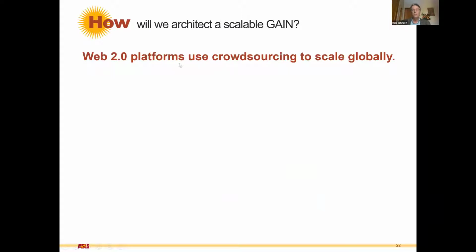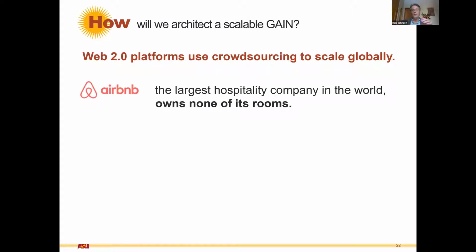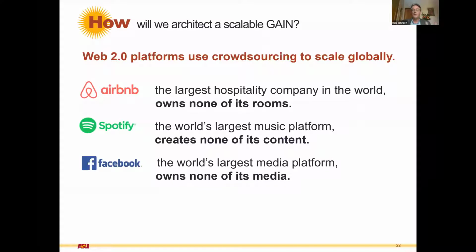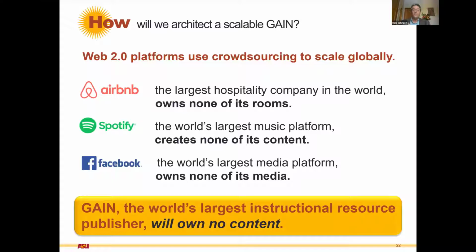Web 2.0 is shorthand for platforms that crowdsource their material. Airbnb is a great example. I'm a frequent user. They are the largest hospitality company and they own none of their own rooms. Spotify, largest music platform, owns none of its own content. Facebook, obviously, largest media company, none of its own media. And the Global Adaptive Instructional Network will become the world's largest resource publisher, but will not own any of its own content. This is a classic Web 2.0 structure.